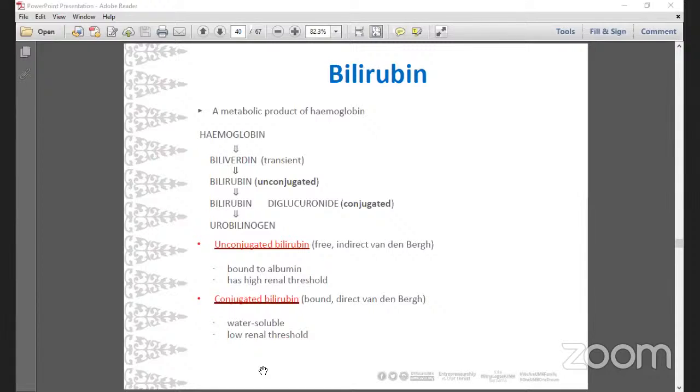Generally, bilirubin can be classified into two types: unconjugated bilirubin and conjugated bilirubin. Unconjugated bilirubin, also known as free bilirubin, is bound to albumin. It will go to the liver, and it has a high renal threshold. That means it can pass the glomerulus easily compared to conjugated bilirubin. While conjugated bilirubin is a water-soluble bilirubin, and it has a low renal threshold. Okay, next.